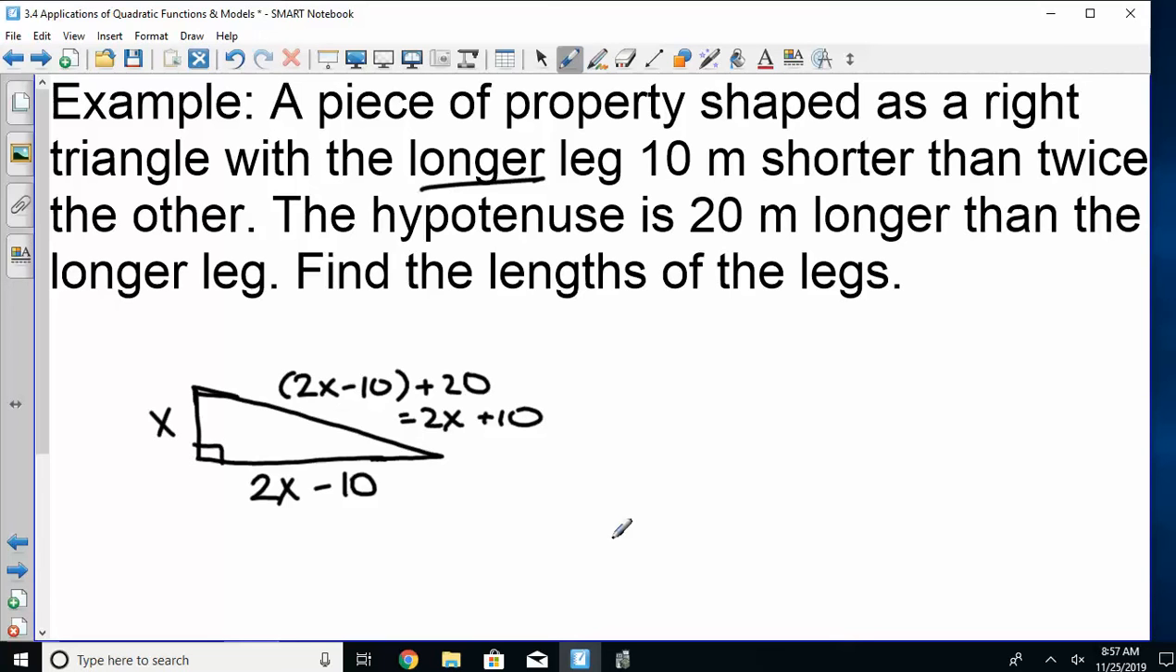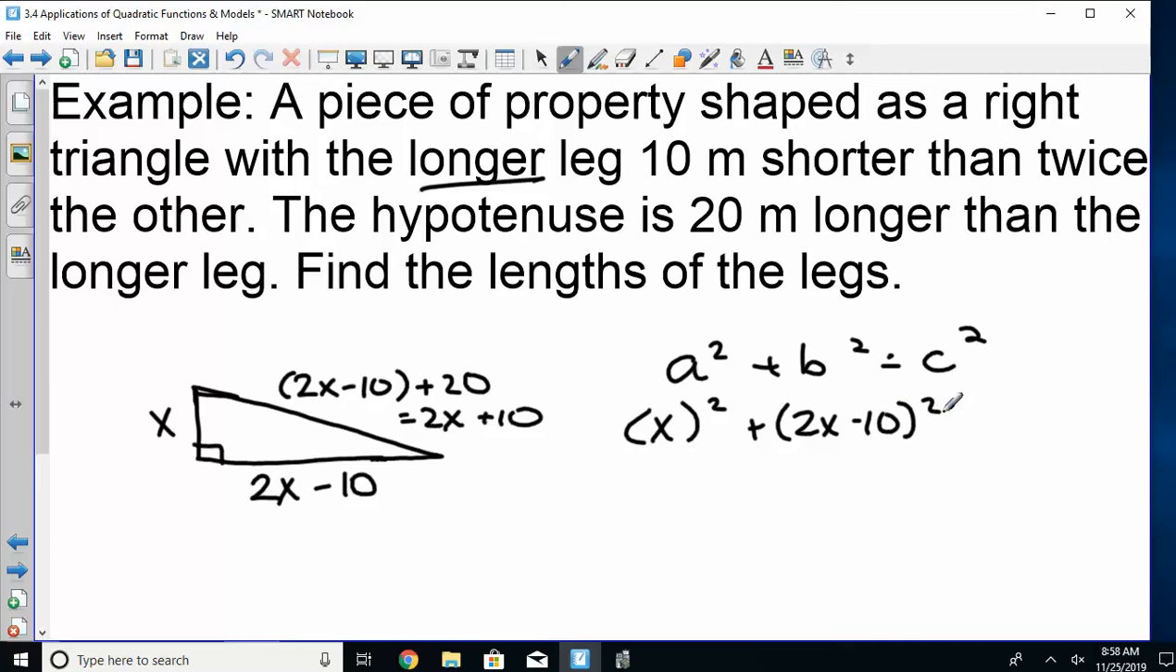All right, my directions are just to find the lengths of the legs. My triangle is set up from here. It's a right triangle, so I know A squared plus B squared equals C squared. So A and B are just the legs, so I would have x squared plus (2x minus 10) squared. C is the hypotenuse, (2x plus 10) squared.